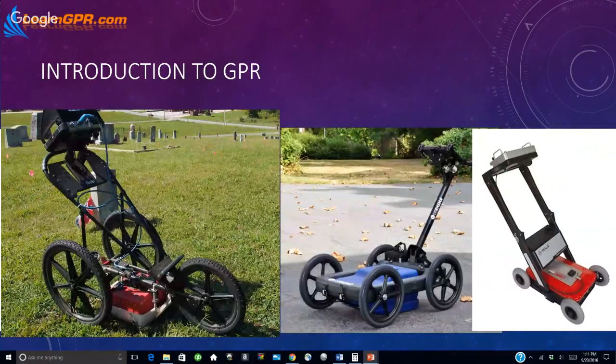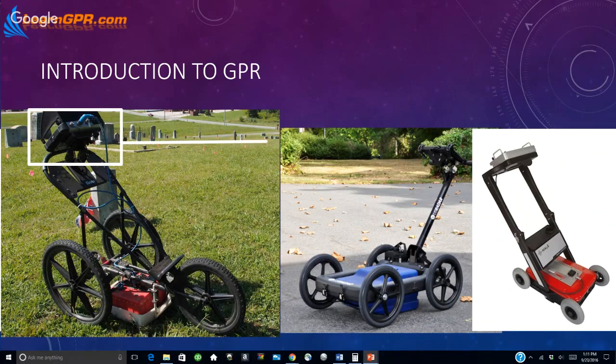Here are several examples of ground penetrating radar units that are typical in locating buried utilities. Now they look a little bit different from each other. The wheels are different sizes, the number of wheels, the antenna boxes are different colors, but each one of these things has two components that all GPR have.